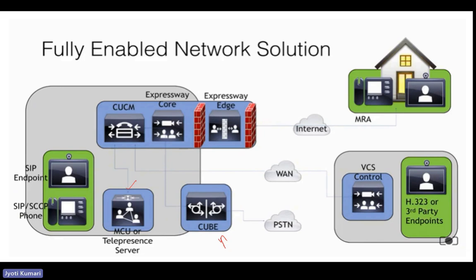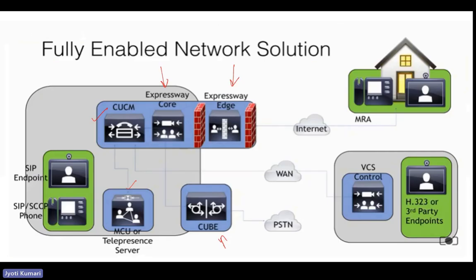Cisco's choice was the primary call control server, the CUCM, for endpoint registration. So all SIP endpoints and the VoIP phones could continue to register to the CUCM as before. But for the H.323 endpoints, we had to use the VCS Control, which was then renamed to Expressway Core, and VCS Expressway was renamed to Expressway Edge. The functionality is still the same, and their placement in the network architecture is the same. So this is the fully enabled network solution after the acquisition of Tandberg.